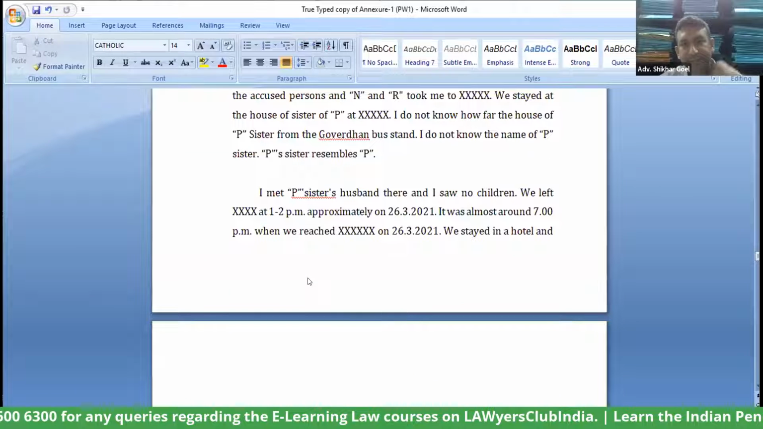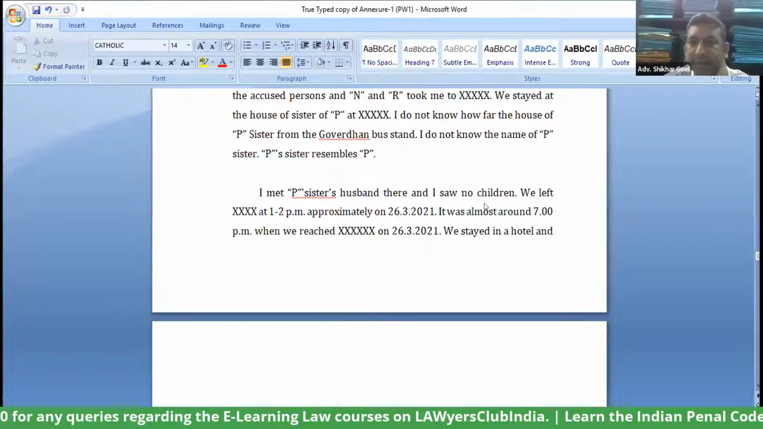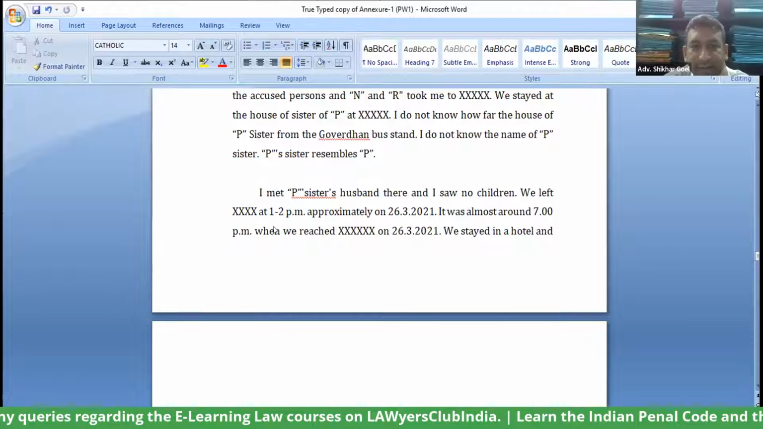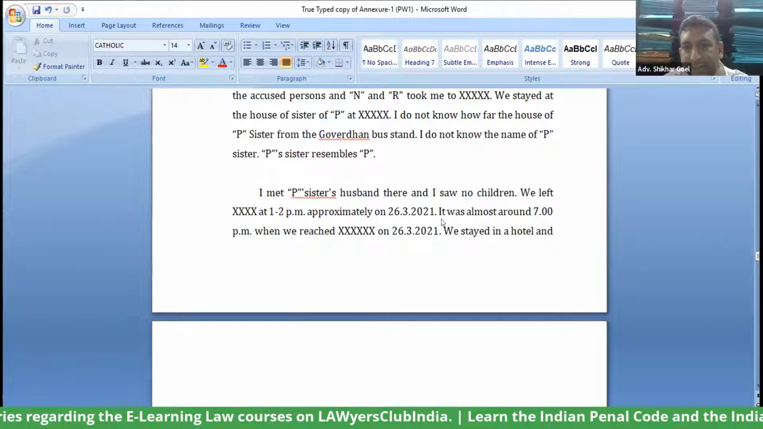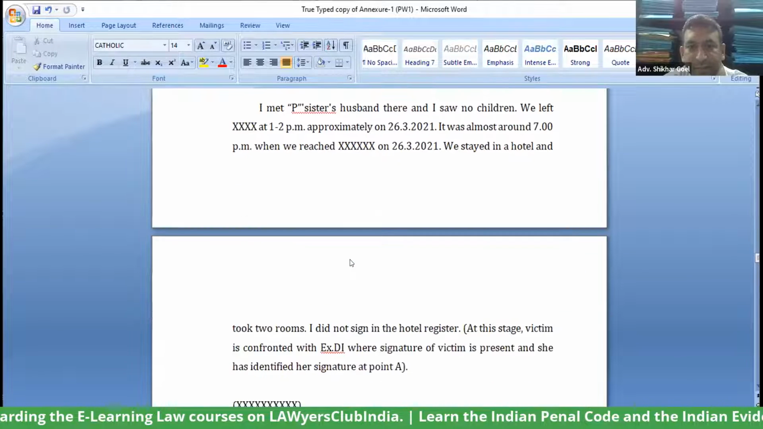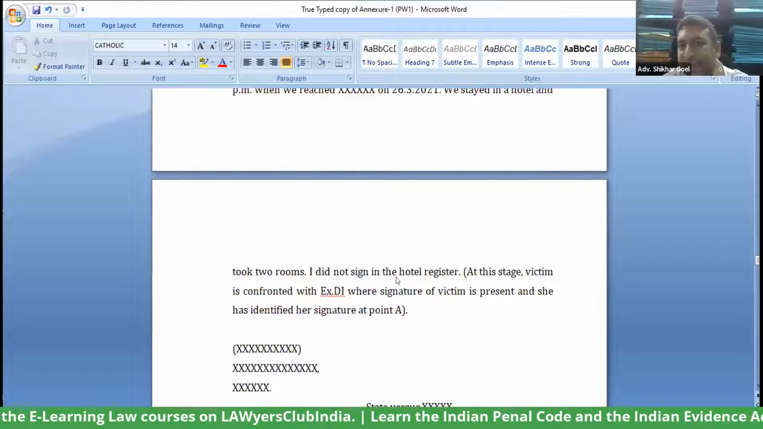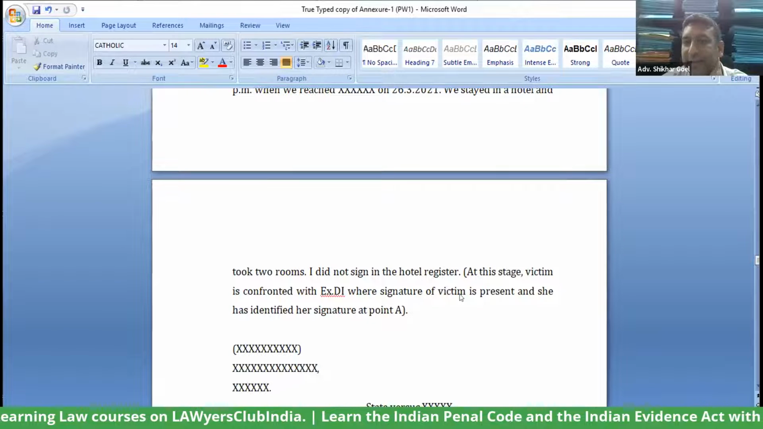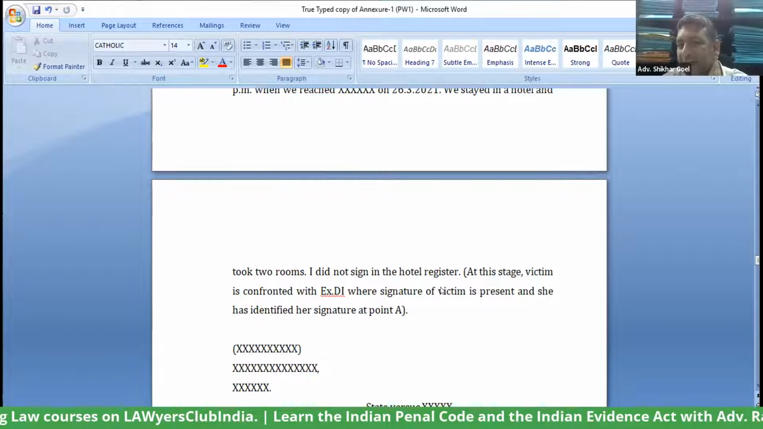Okay, here देखिए. I met P's sister husband there and I saw no children. We left this place at 1 to 2 p.m. approximately on this date. I was almost around 7, blah blah blah. I did not sign in the hotel register. ठीक है. She says I did not sign in the hotel register.